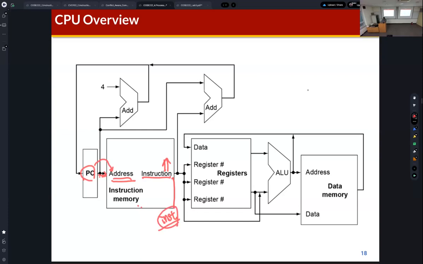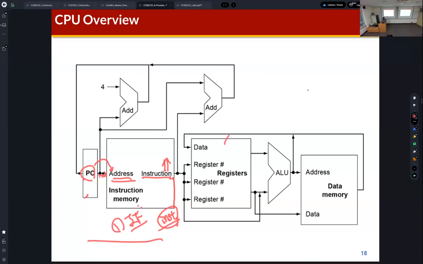So this is the instruction fetch step I explained, right? The PC is set, and then the PC is given to the instruction memory, then we can get the instruction. Okay, this is the instruction fetch step, and then the instruction needs to be decoded.